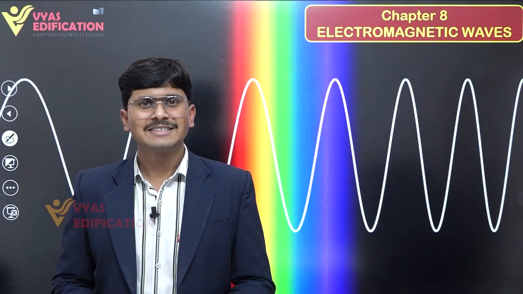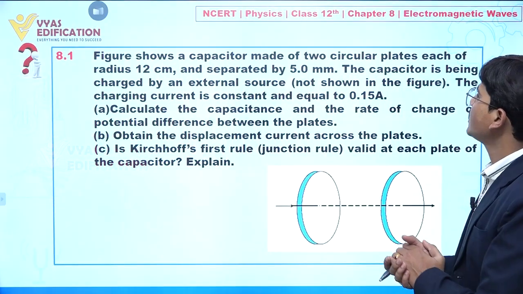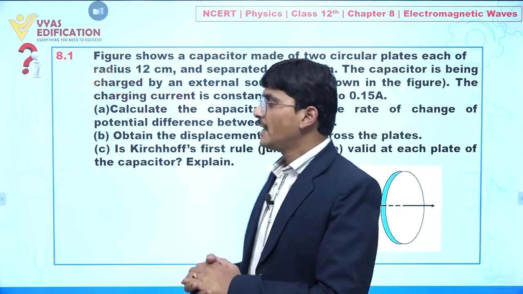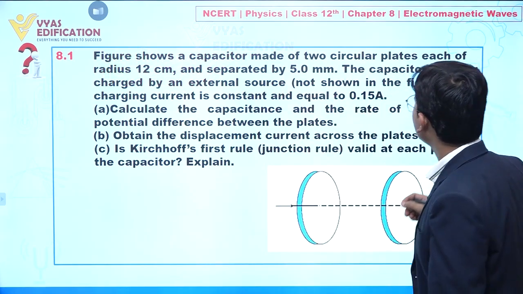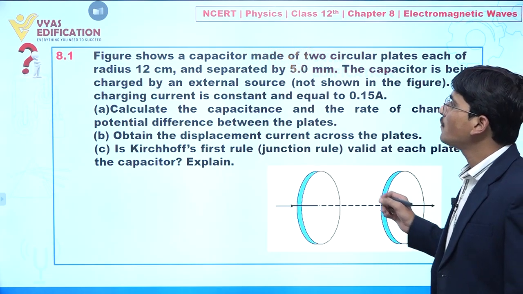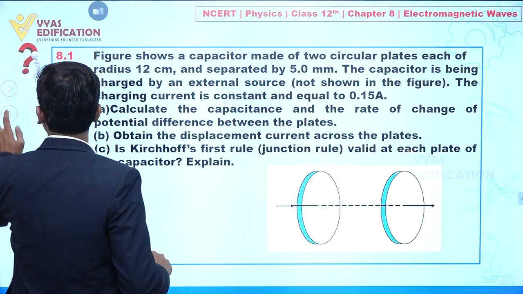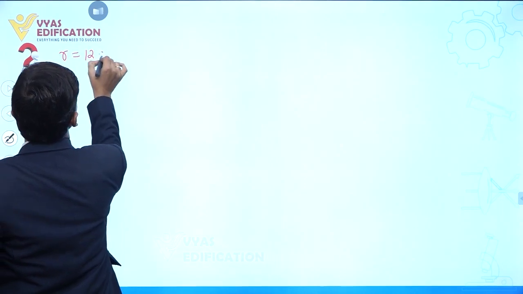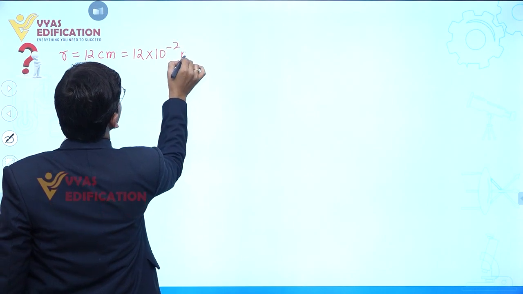Concentrate on the screen. Now dear student, we are going to discuss this question, which is 8.1. In this question it is given that the figure shows a capacitor made of two circular plates, each of radius 12 centimeter. If we talk about radius, r is equal to 12 centimeter. We can convert it into meter: 12 into 10 to the power minus 2 meter.